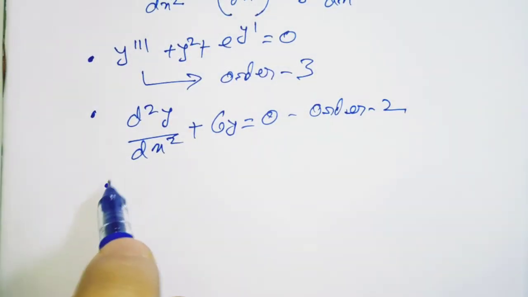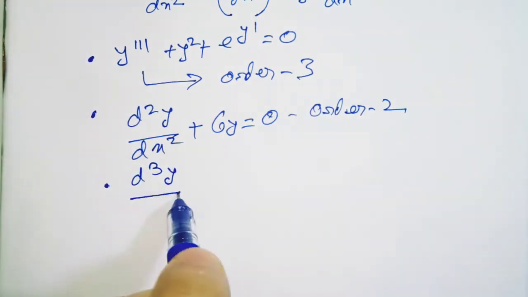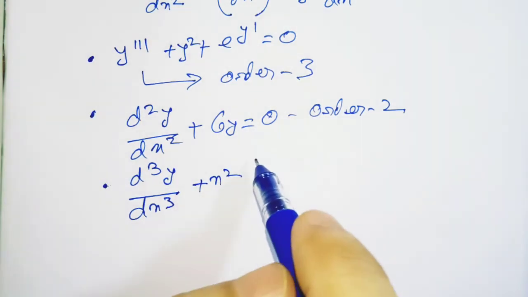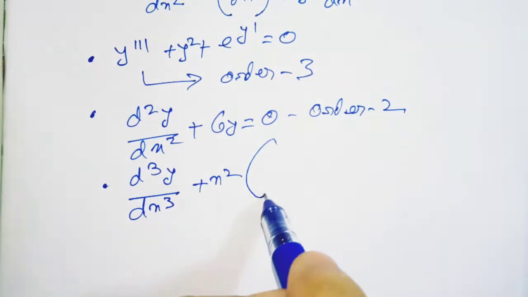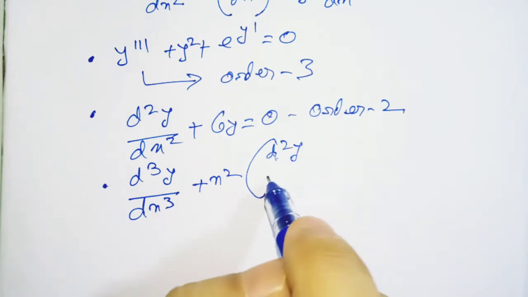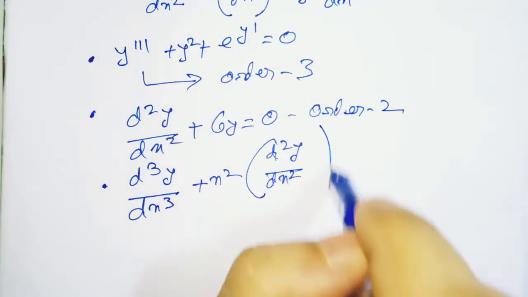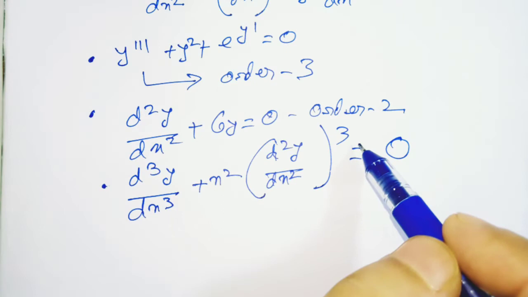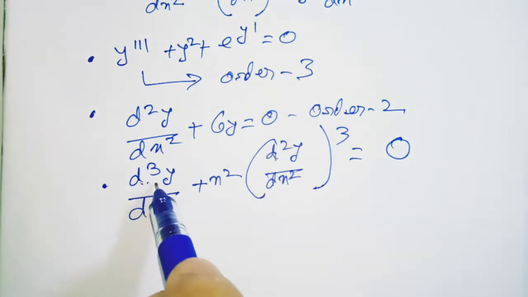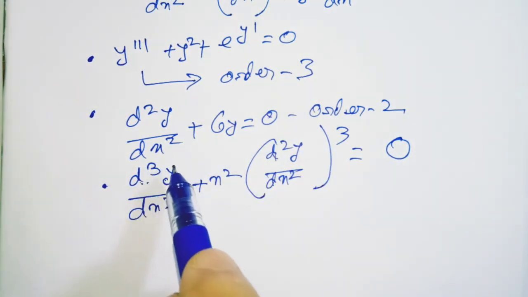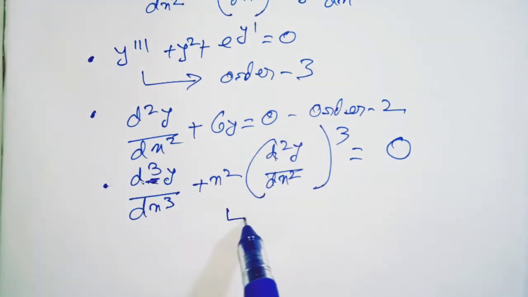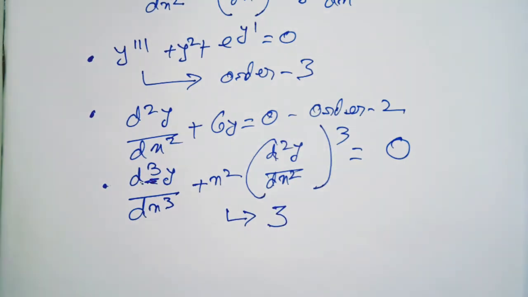Let me give you another example. d³y/dx³ plus x² plus, and then I can put further (d²y/dx²)³ equals 0. So you see what is the highest order here? This one raised to the power of this, or this one. You need to look at the order of a differential equation, which is the order of the highest derivative. So which one is the highest? This one. So the order is 3, right?